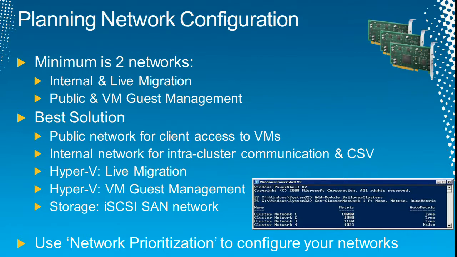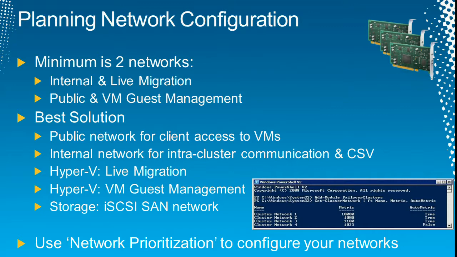Now, 2, as we said, is the absolute minimum, but as best practice, you're probably going to want to have 4 networks. The first network is going to be this public network again, so it allows clients or applications to access the VMs that you have up and running. You want another network for all of the internal cluster communication. So this is all of the nodes health checking each other, checking that they're alive. And this is also for cluster shared volume traffic.